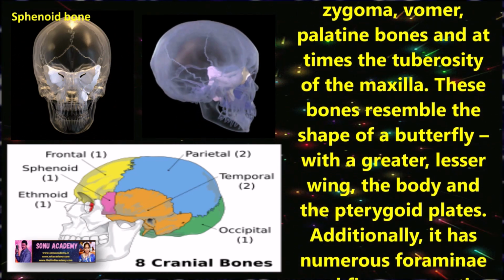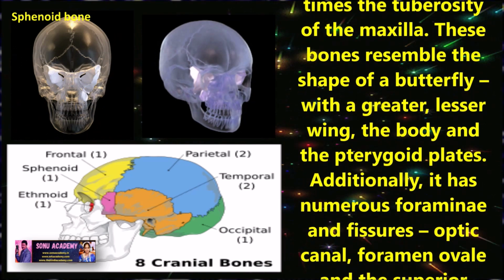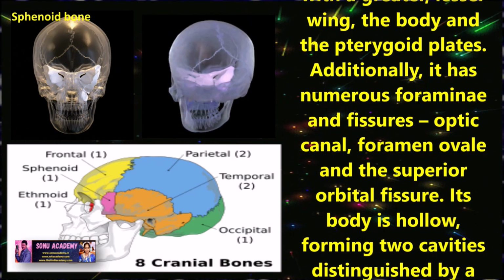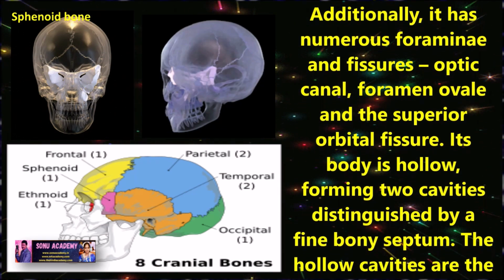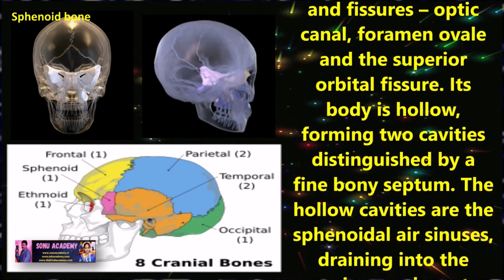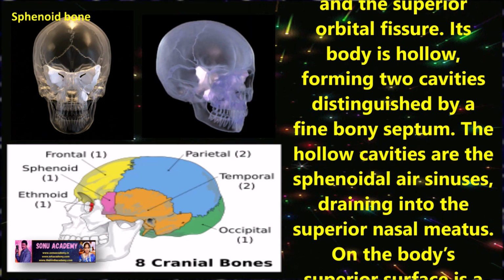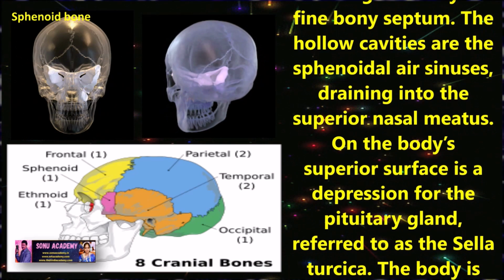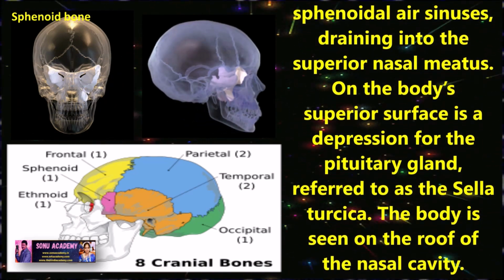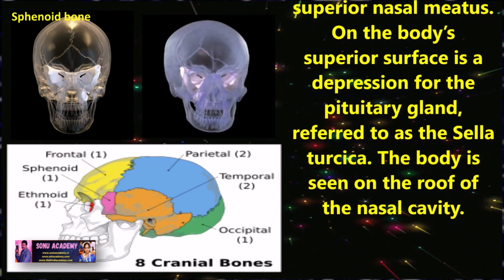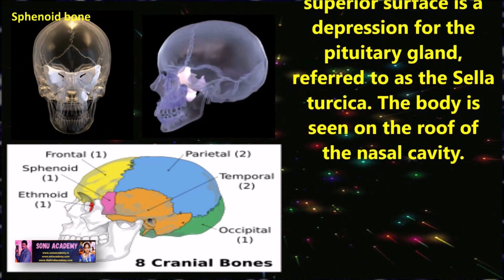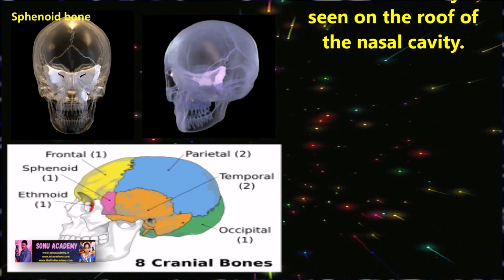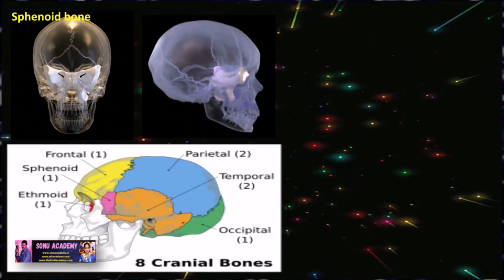the maxilla. This bone resembles the shape of a butterfly with a body, greater and lesser wings, and the pterygoid plates. Additionally, it has numerous foramina and fissures: the optic canal, foramen ovale and the superior orbital fissure. Its body is hollow, forming two cavities distinguished by a fine bony septum. The hollow cavities are the sphenoidal air sinuses draining into the superior nasal meatus. On the body's superior surface is the depression for the pituitary gland, referred to as the sella turcica. The body is seen on the roof of the nasal cavity.